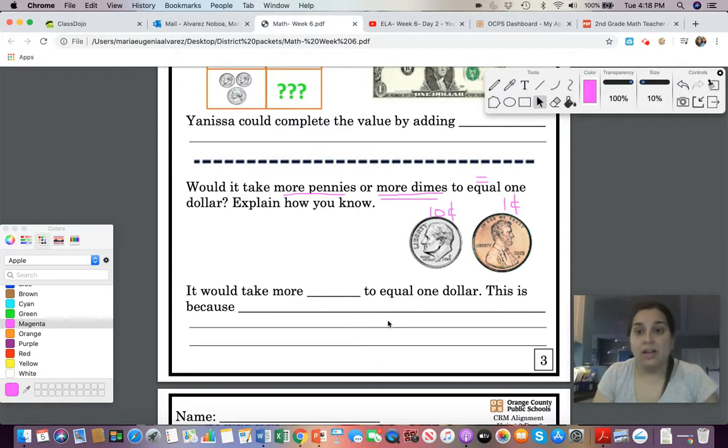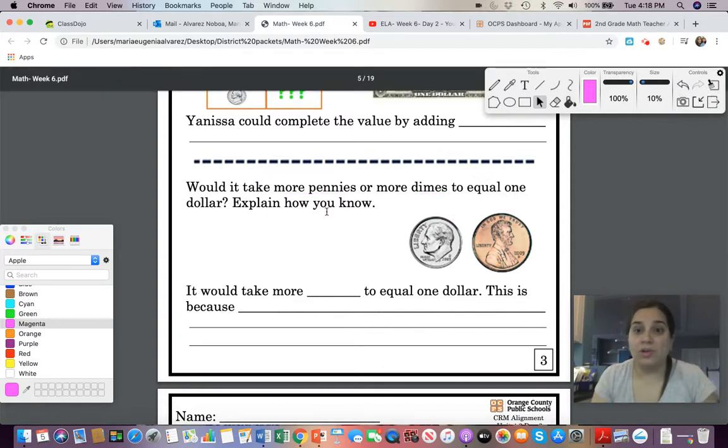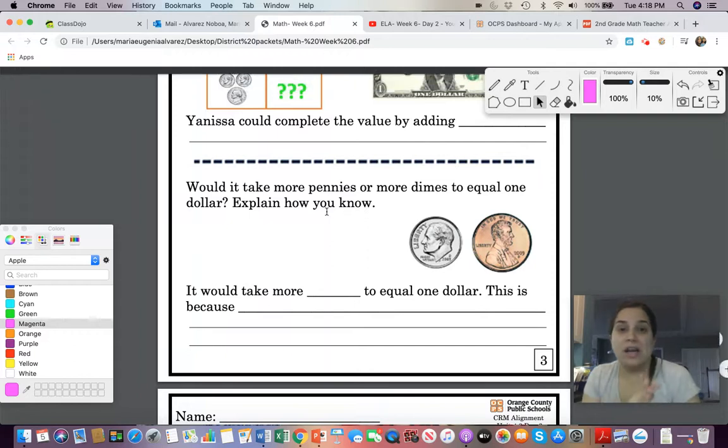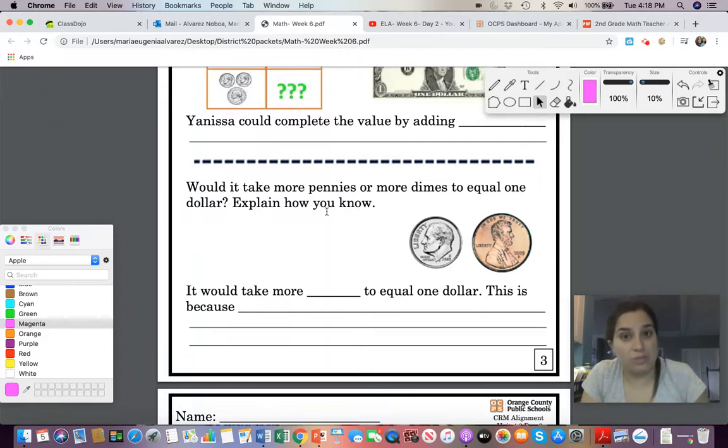Got it? Please send me pictures of your work. I am so curious to see how well you worked on these 2 pages today. All right?